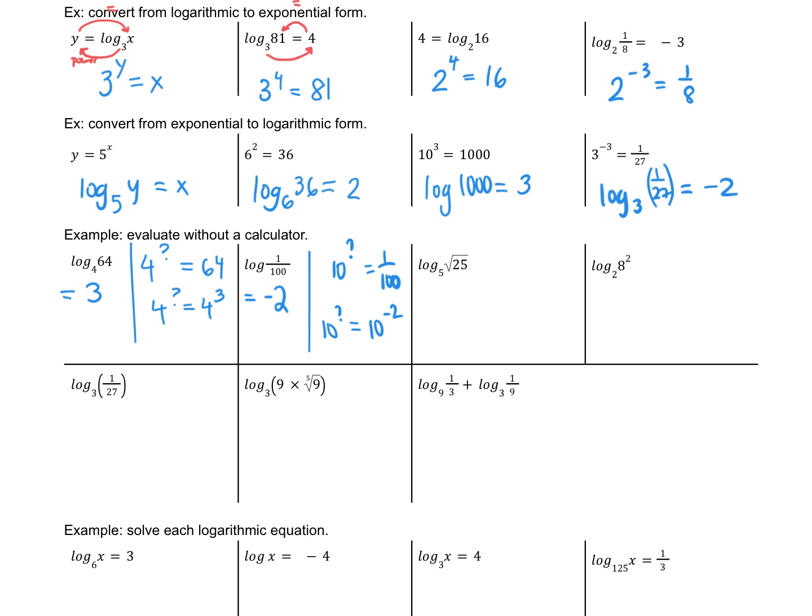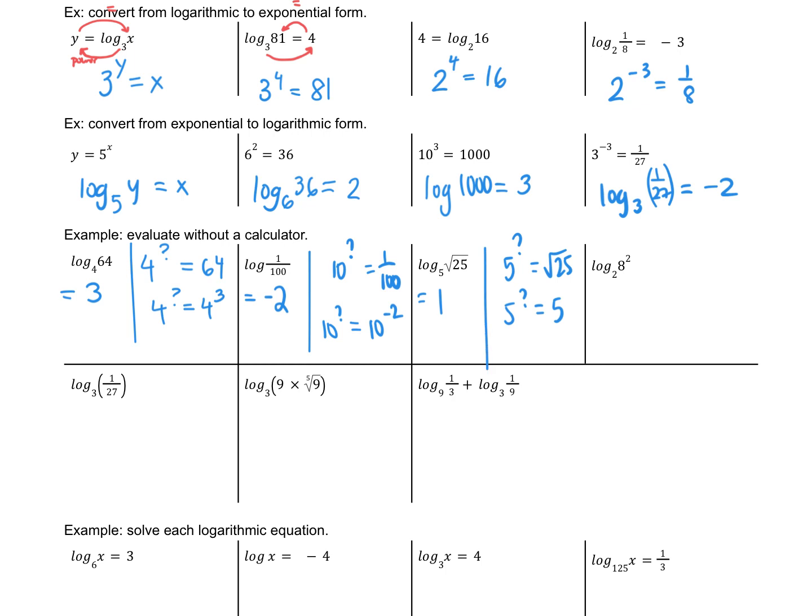Next, I'm asking 5 to the power of what gives me the square root of 25? Well, first of all, I can simplify the square root of 25, and that's just 5. And now I'm just asking myself, 5 to the power of what gives me 5? Well, that's just 1.